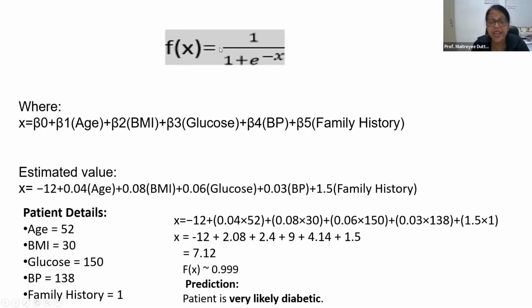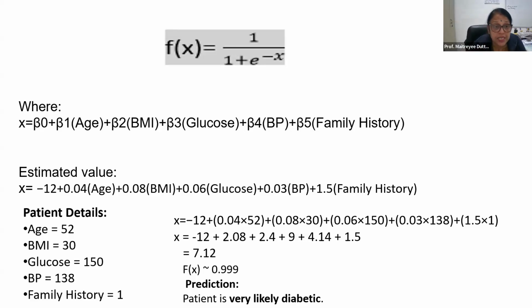Now here you will take the threshold value. For example, if fx is greater than 0.7, then we can take it as diabetic. If it is less than 0.7, then it will not be diabetic. That depends on you, right? You as a doctor have to define what your threshold value should be. That you have to define. So this is basically the logistic regression model.